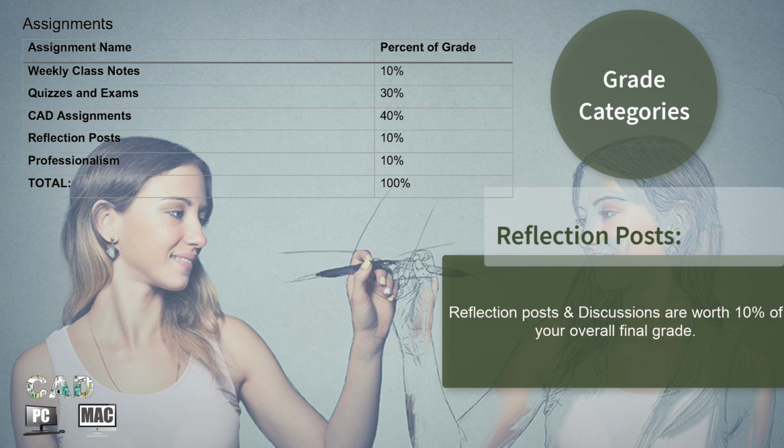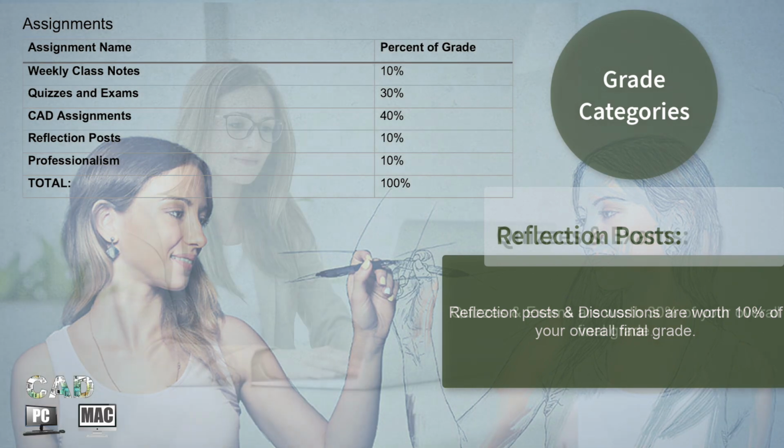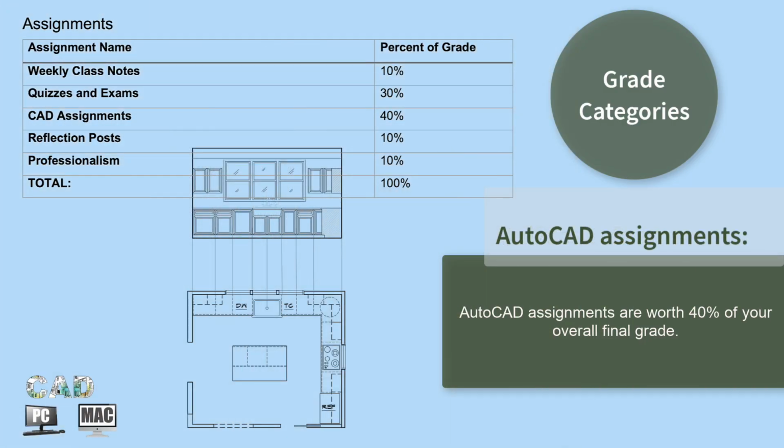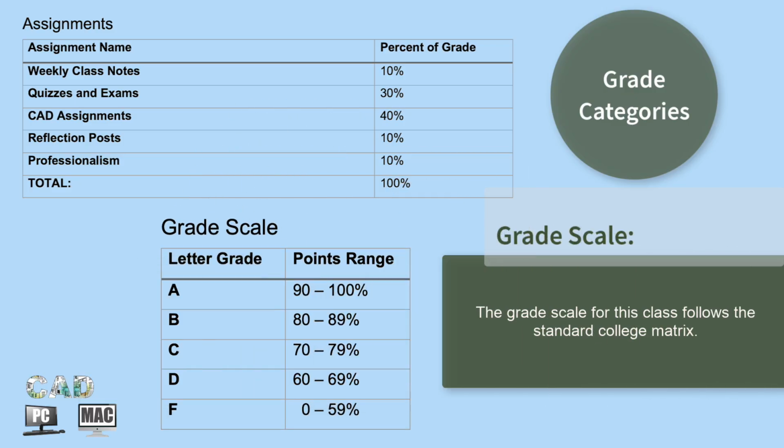Reflection posts and discussions are worth 10% of your overall final grade. Quizzes and exams are worth 30% of your overall final grade, and AutoCAD assignments are worth 40% of your overall final grade. The grade scale for this class follows the standard college matrix where, if your final percentage accumulation falls between 90 and 100%, then you will have earned an A for the course.